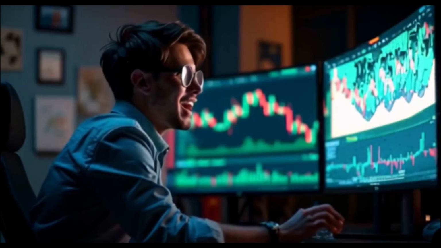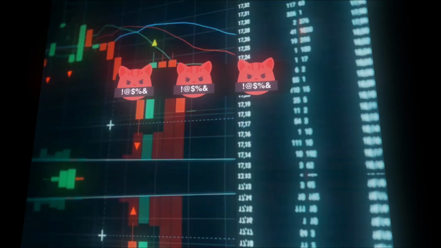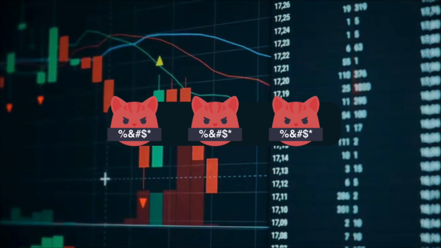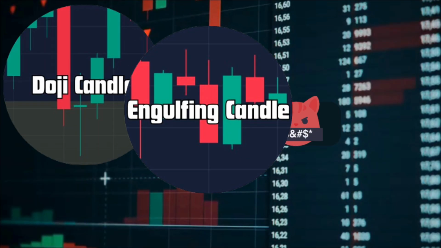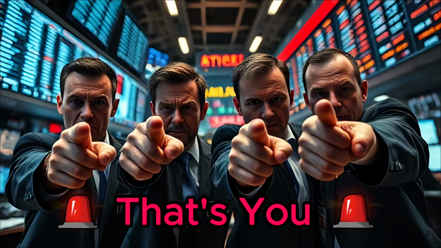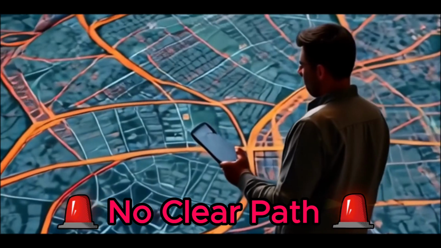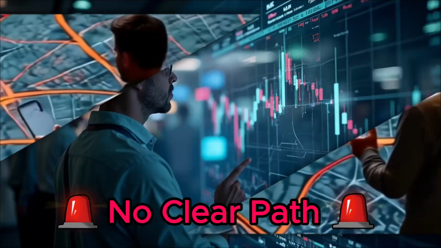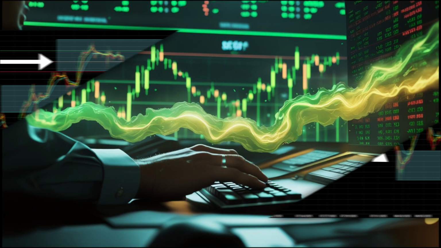You ever stare at a chart, thinking, okay, this looks bullish, I think, only to enter a trade and get stopped out almost instantly? It's frustrating, right? The problem isn't your indicator, and it's not that the market hates you. The real issue is you're trading without a map. See, most day traders skip the first and most important step, understanding market structure. Without it, you're guessing. With it, you're predicting with confidence.